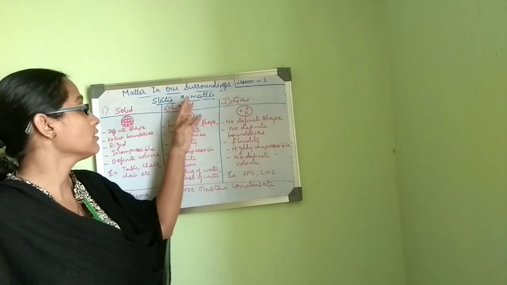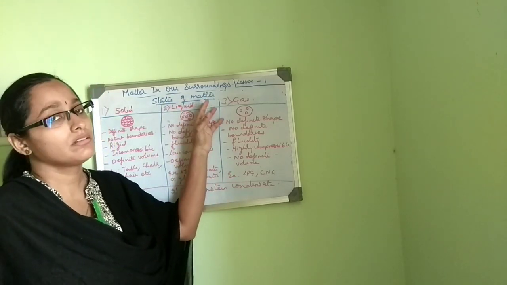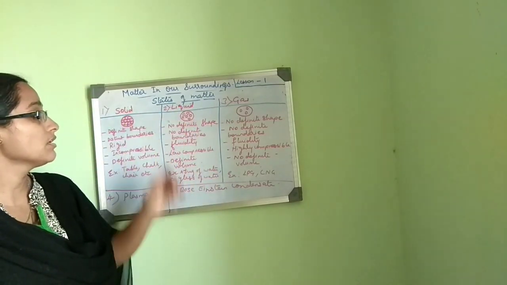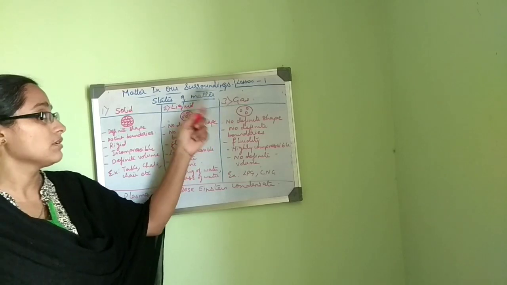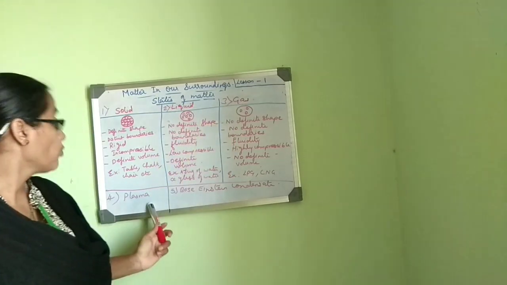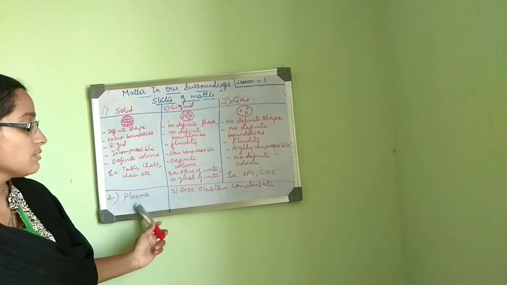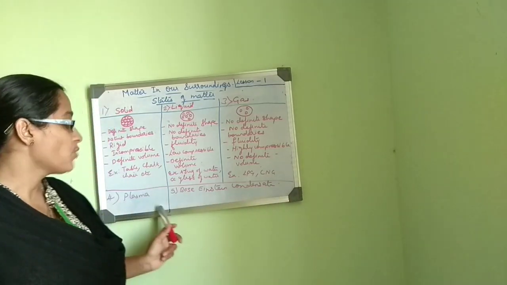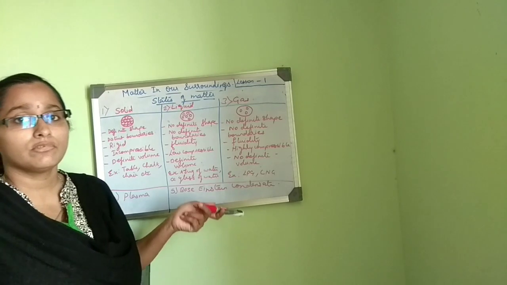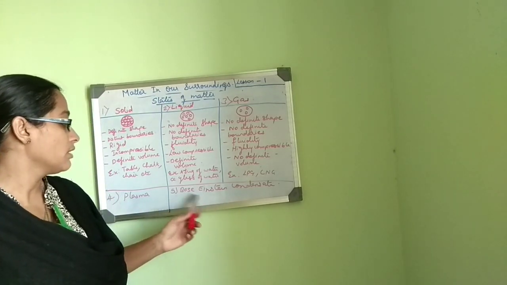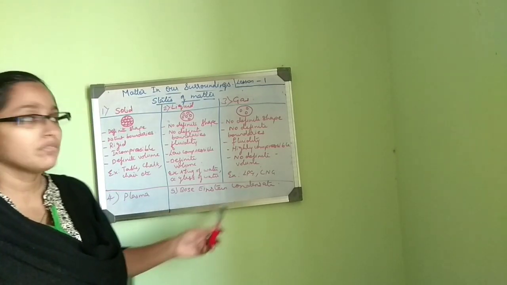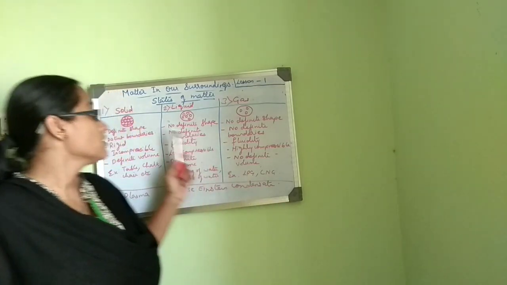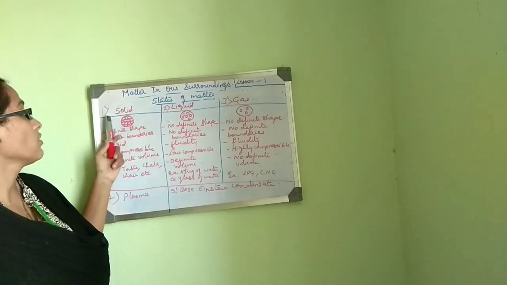So now we'll move further and see the states of matter. You might have already studied that there are three different states of matter, that is solid, liquid and gas. But along with this, we have two more states of matter, that is plasma and Bose-Einstein condensate, which is not much important for this year, but at the end of the lesson we will see in detail about plasma and Bose-Einstein condensate. So let's come to the solids.